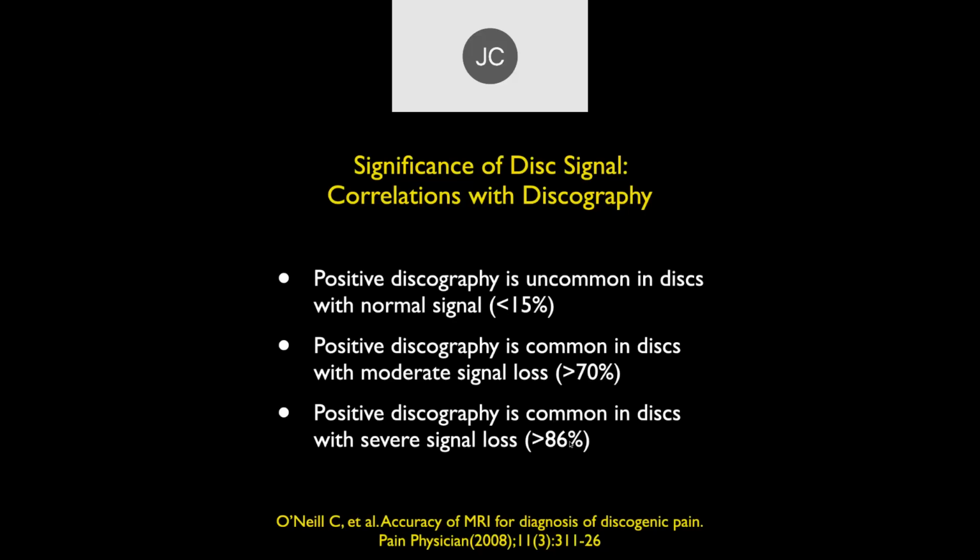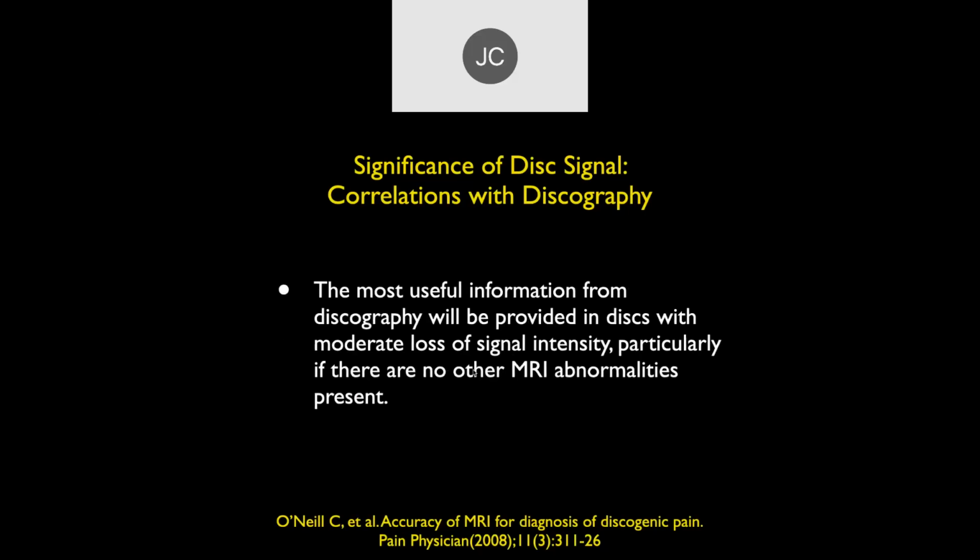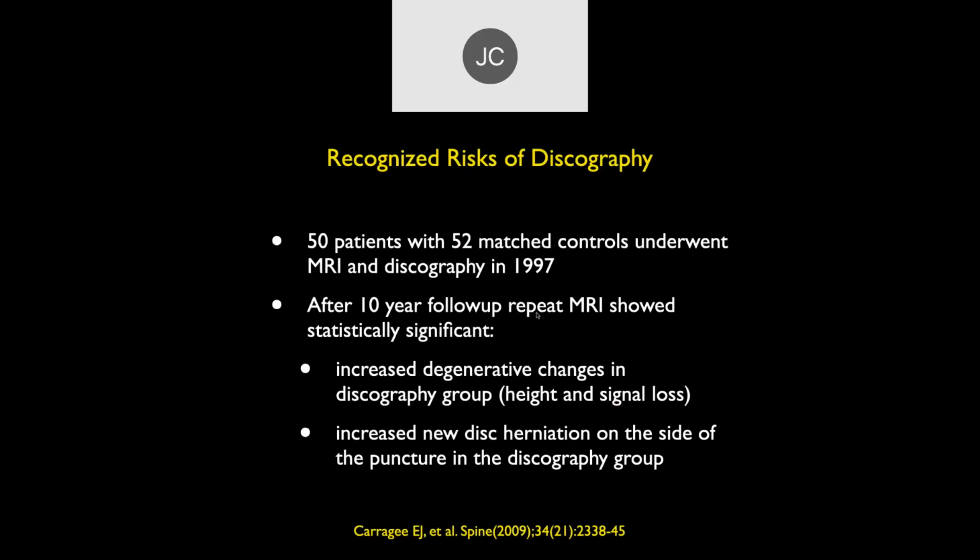And then you commonly got a positive discogram if you had severe signal loss. But it's felt that with severe signal loss there weren't any good treatment options. So what you really look to do discography on are those patients who have a moderate loss. We'll talk a little bit later. Discography is pretty much not done anymore, for reasons we'll talk about probably later in this talk. So they felt the most useful was when you have moderate signal loss with the discogram. I don't believe that's the appropriate way to manage patients anymore, but there are people who disagree with me.